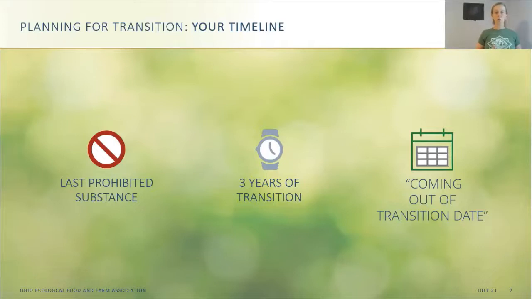You would figure out when that would have been applied to the fields for which you're seeking certification, and then you would count 36 months forward from that date, and that would be the date that you're coming out of transition, or the date on which that land would be certifiable. If no prohibited substances have been applied to the land, your land may be certifiable right now.